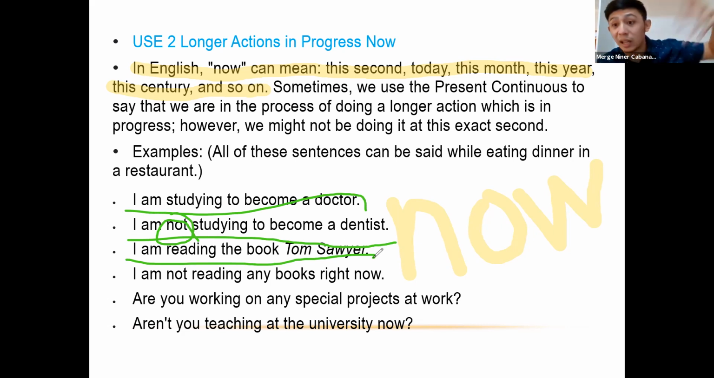No, because nagkita tayo, let's say outside. So I'm reading the book. I am in the process of finishing the book, and I don't see myself finishing that in the next 2 weeks or so. All right. I'm not reading any books right now.